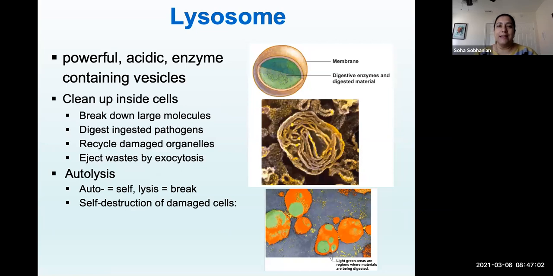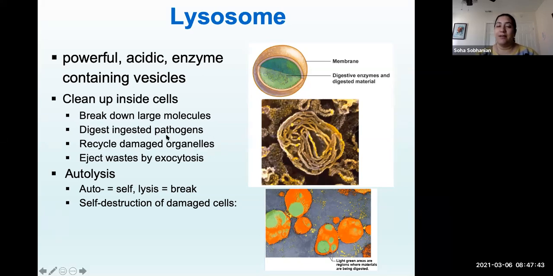Okay. So the next organelle we have is lysosome, which are like these little tiny balls inside the cell, inside your cytoplasm. The characteristics of the lysosomes is that they are acidic and they are filled with lots of digestive enzymes. So when they are filled with digestive enzymes, they're responsible for cleaning up large molecules that are in there. They digest pathogens.